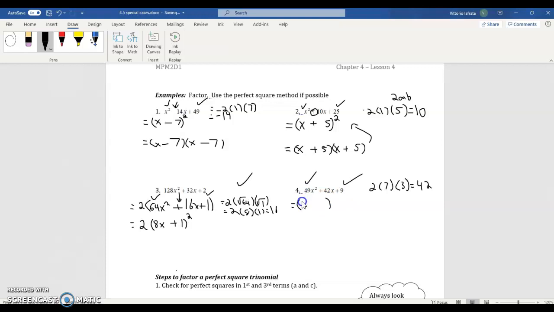Take the square root of the first term, that's 7x. Take the square root of the second term, that's 3. This is a positive term here, so we put a plus there. And don't forget to put your squared here. And so if you had done this using the old methods we learned, you would have basically ended up with 7x plus 3 and 7x plus 3. And you would have found that since they're both identical, you could have just simplified it to this over here.